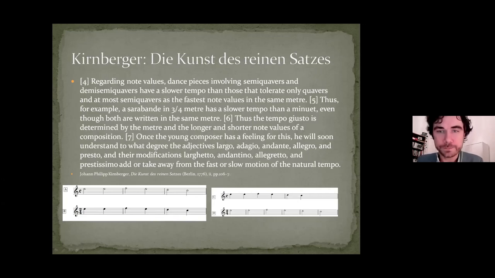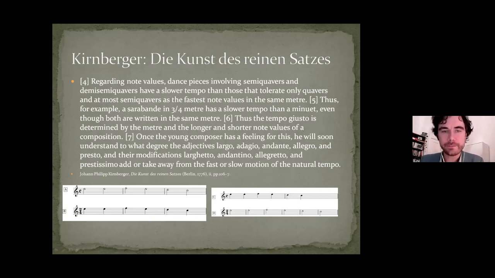of a composition. Once the young composer has a feeling for this, he will soon understand to what degree the adjectives largo, adagio, andante, allegro, and presto, and the modifications larghetto, andantino, allegretto, and prestissimo add or take away from the fast or slow motion of the natural tempo.